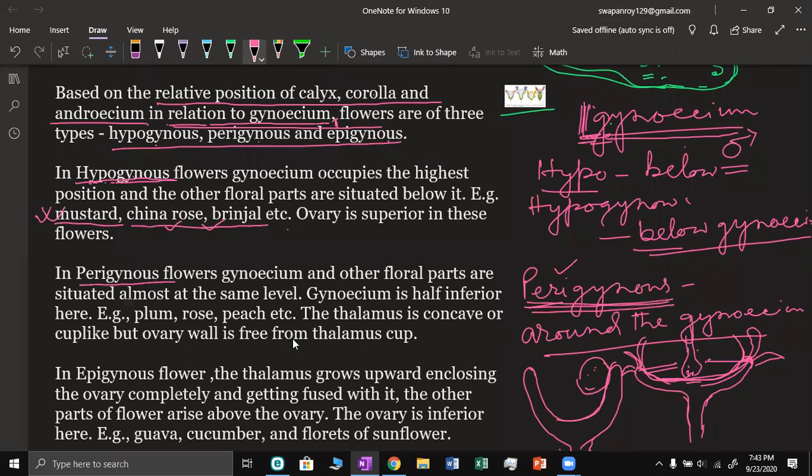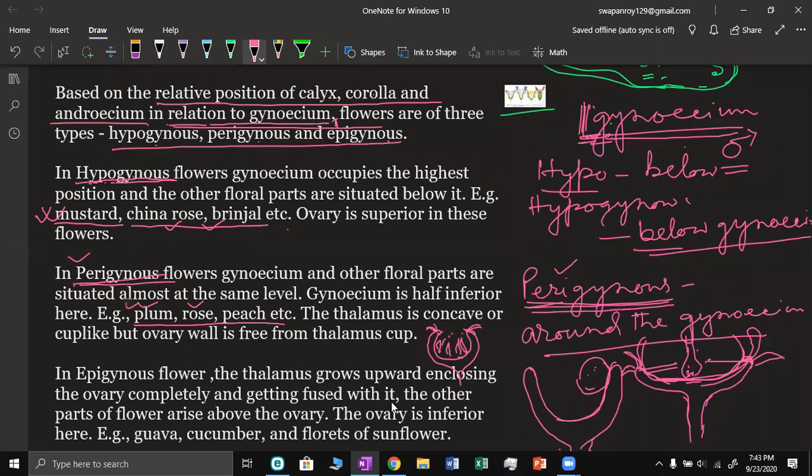Perigynous we find in the case of plum, rose, peach. You have seen the fruit of rose. This fruit of rose is due to the thalamus being more or less a cup-like structure, and all these carpels are present within this cup, and the other floral parts, calyx, corolla, and androecium, are at the rim. So this one is perigynous.